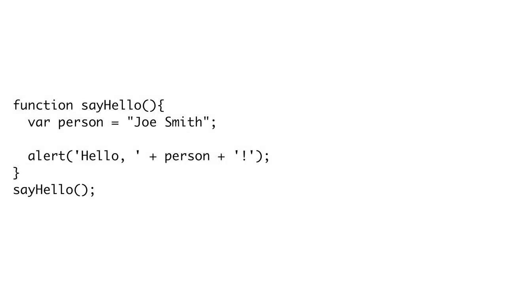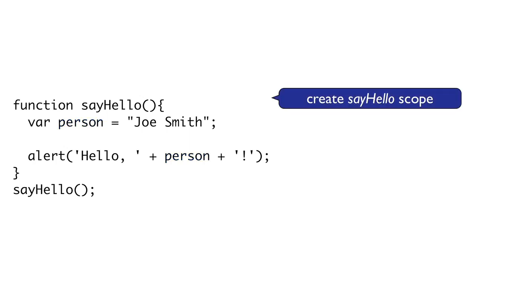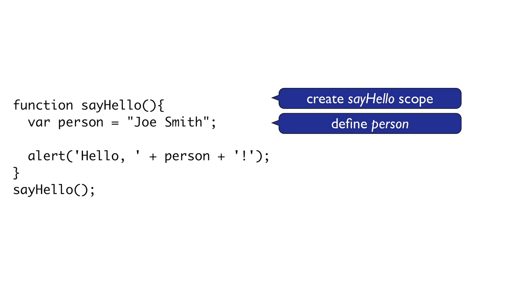Here we have created a function called sayHello, and inside of it, it defines a variable called person. It then creates an alert with a greeting using the person variable. When we actually call the function sayHello, JavaScript creates a variable with the name person and the value Joe Smith, and it makes this variable accessible from within the sayHello function.